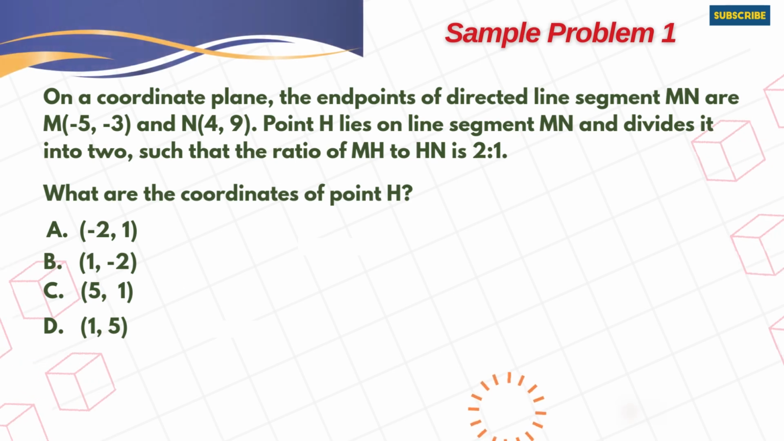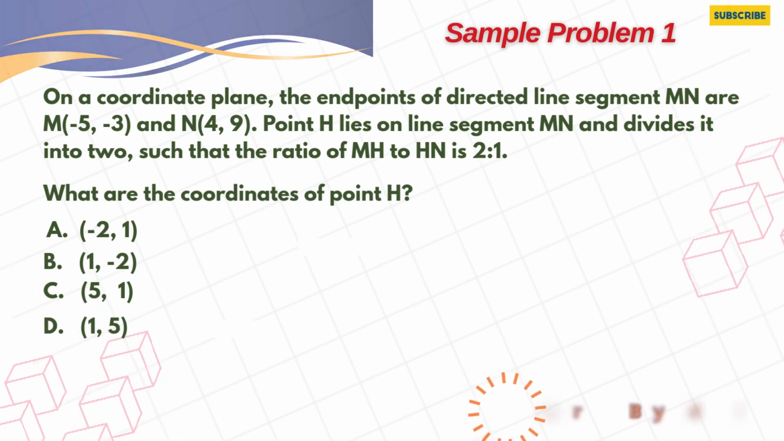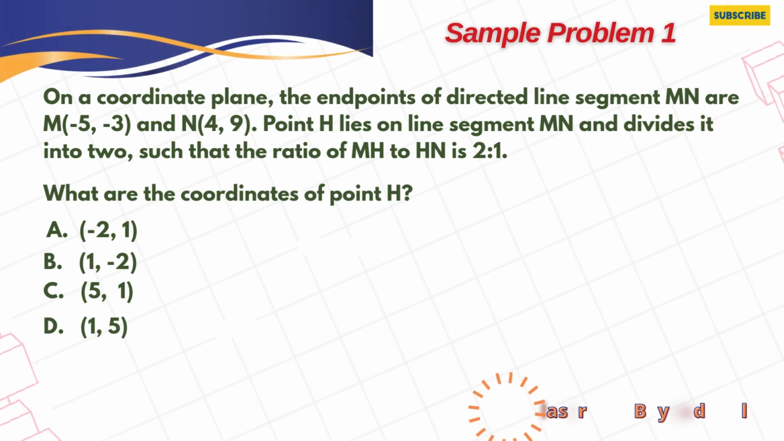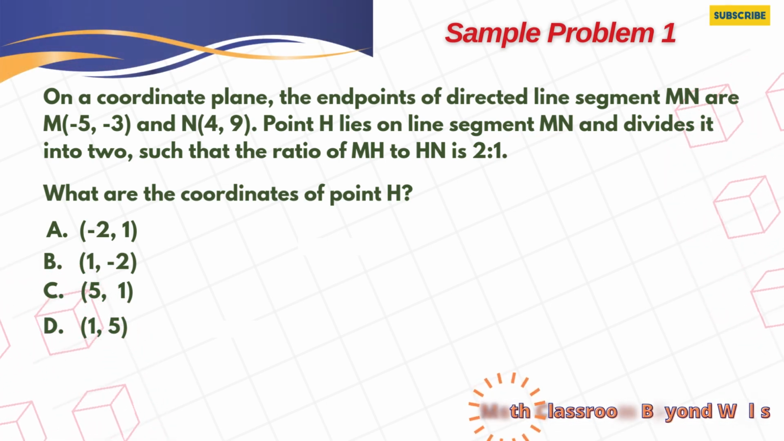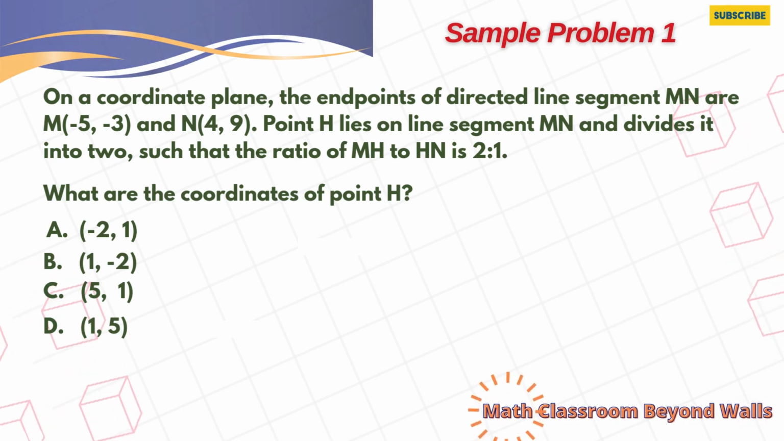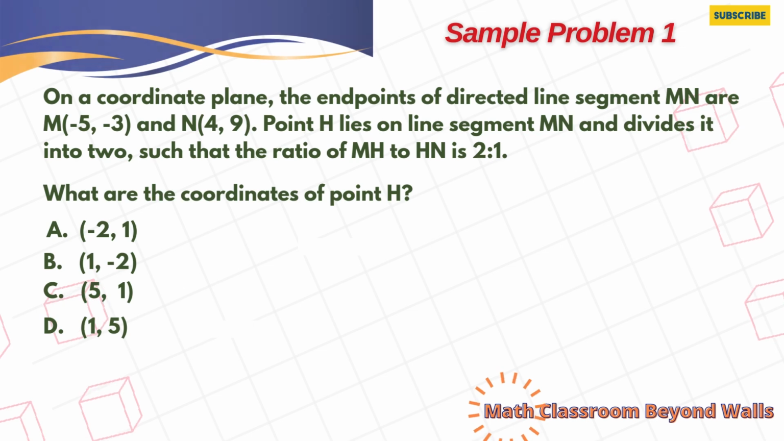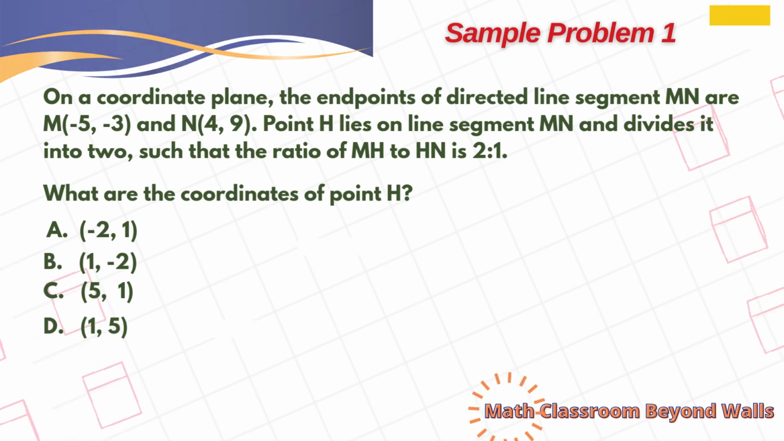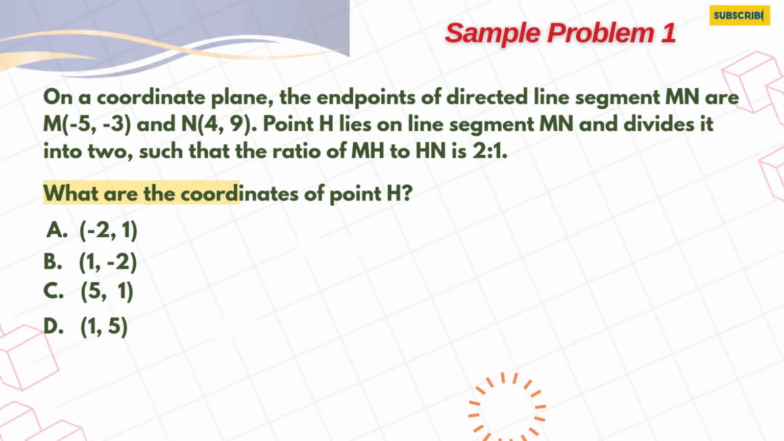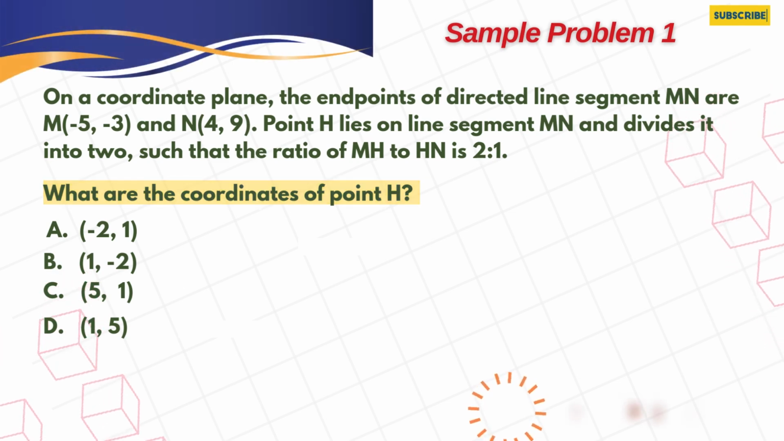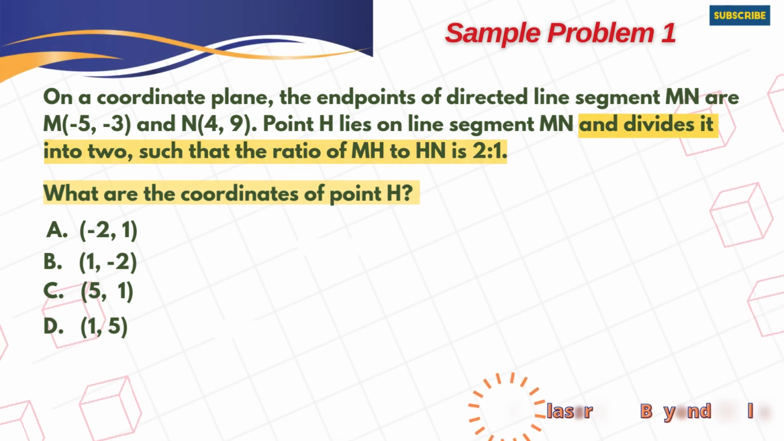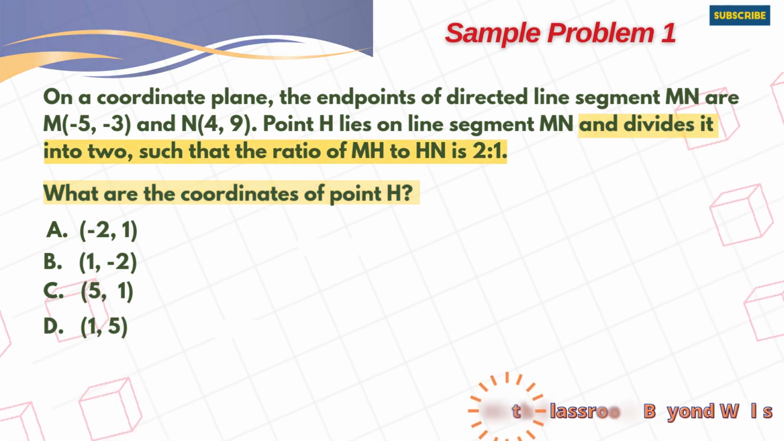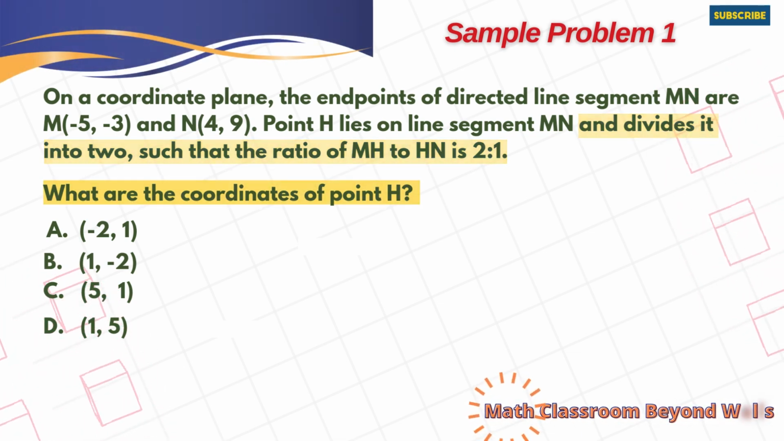As usual, we begin by reading the whole problem and may read it several times when needed to know what we're looking for, to determine what are given, and to figure out how the given information help find what we're looking for. What are asked in the problem, learners? We're asked to find the coordinates of point H that would divide MN into 2 segments such that the ratio of MH to HN is 2 to 1.